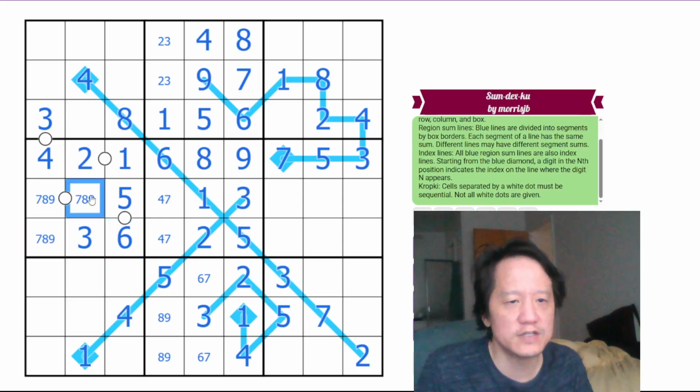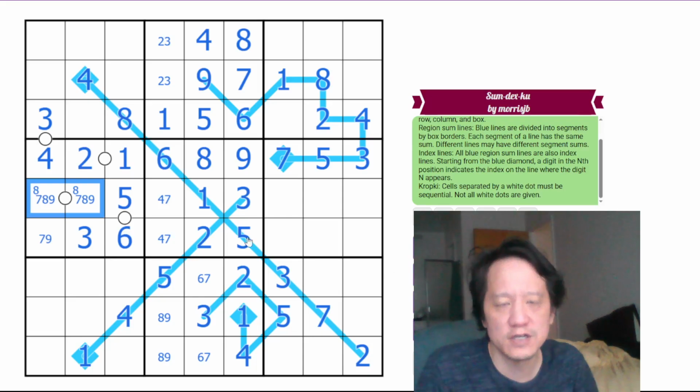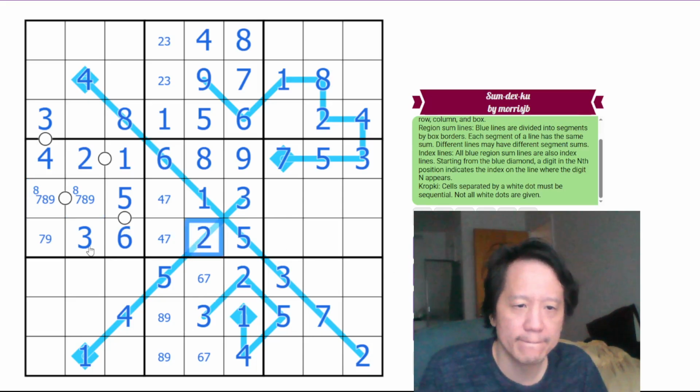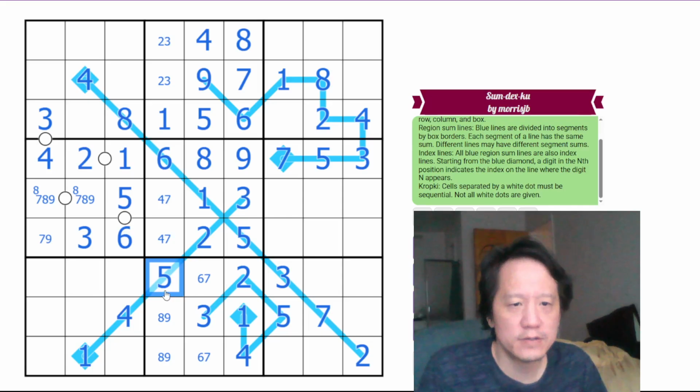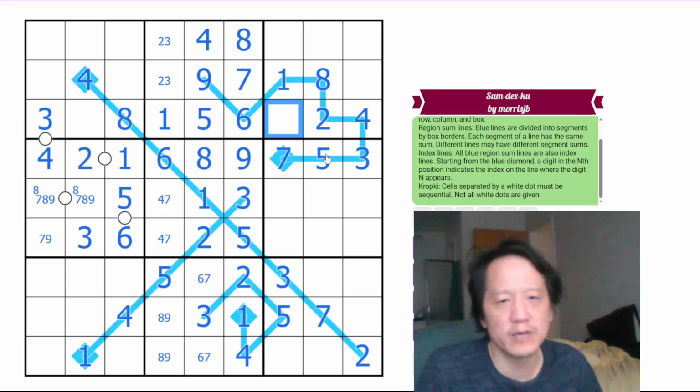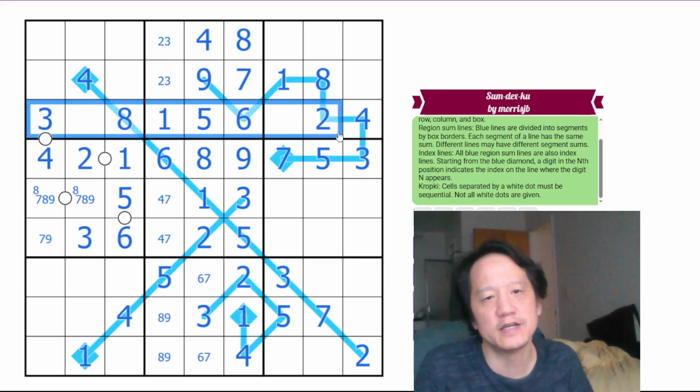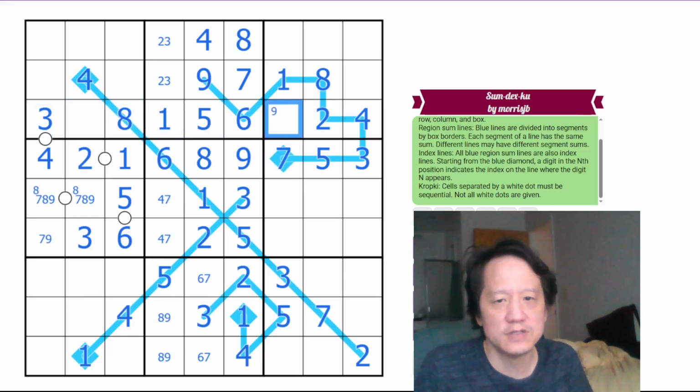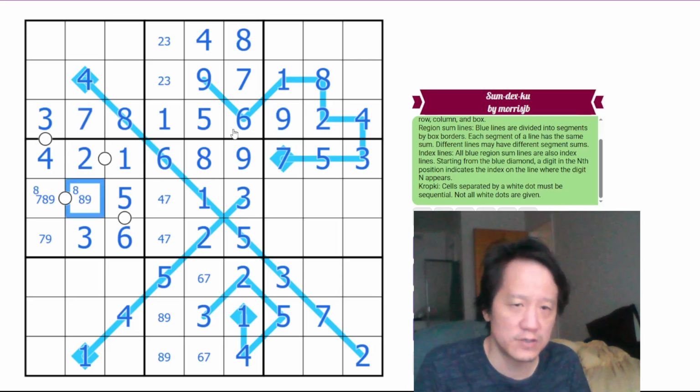If this were 8, that would force this to be 7, 9, which is not consecutive. So this must be an 8 here, and this can't be 8. So one of these is an 8. What else are we looking at? The rest of this is just Sudoku. We are missing a 7 and a 9 in row 3. This can't be 7 because of the 7 in the column. So this is 9. This is 7. That eliminates 7 here.